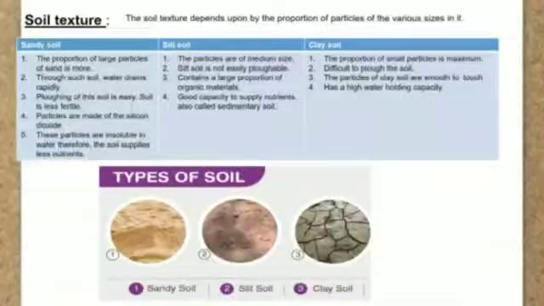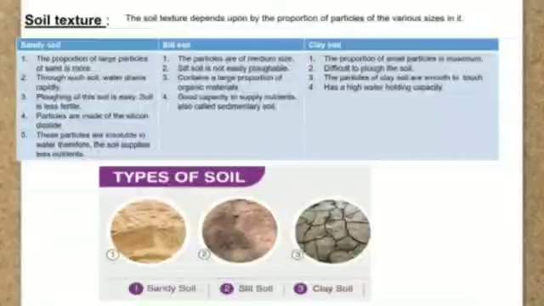What is sandy soil? The proportion of sand, that is, the large particles, is higher in sandy soil. Water drains rapidly through sandy soil. It is easy to plow this soil, but it is less fertile because the particles of sandy soil are made of minerals called silicon dioxide. These particles do not dissolve in water, and therefore the soil has very little capacity to supply nutrients.